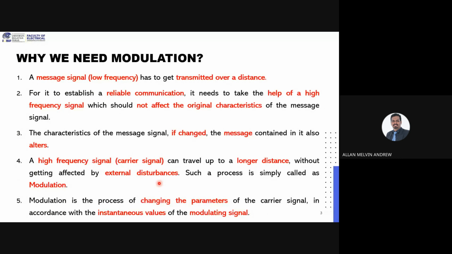The process of attaching your message signal with the carrier signal, we call it modulation. Modulation is a process of changing the parameter of the carrier signal in accordance with the instantaneous values of the modulating signal. Meaning, the carrier signal will have the same pattern, but once it is attached with the message signal, it will follow the shape of the message signal. So when we are demodulating at the end, it's easier for us to separate both. We will see this later.